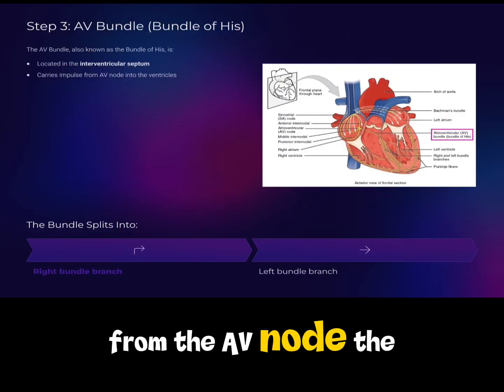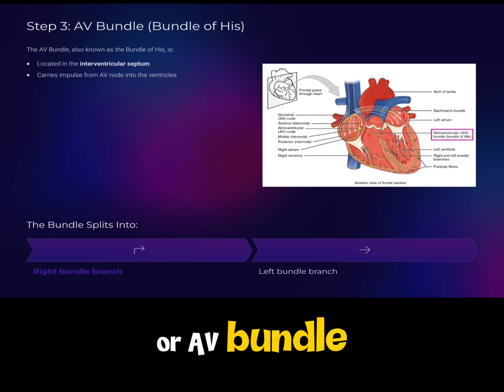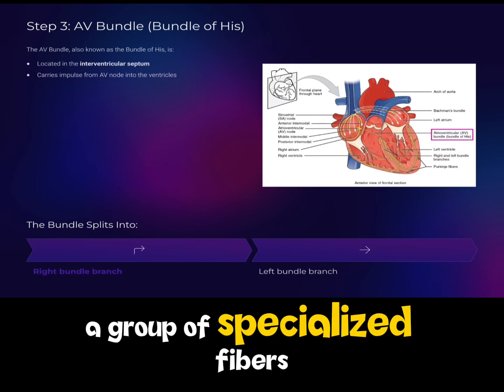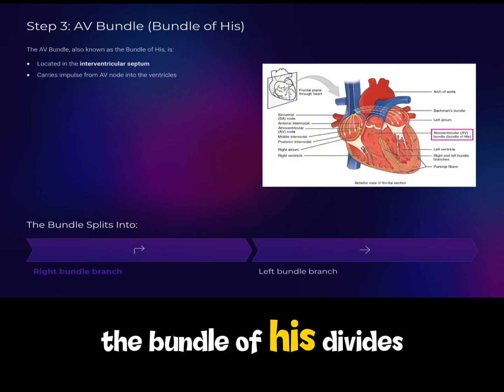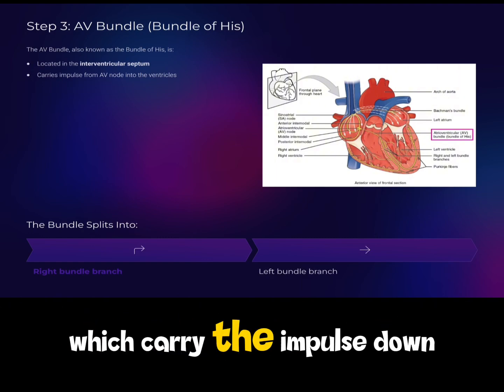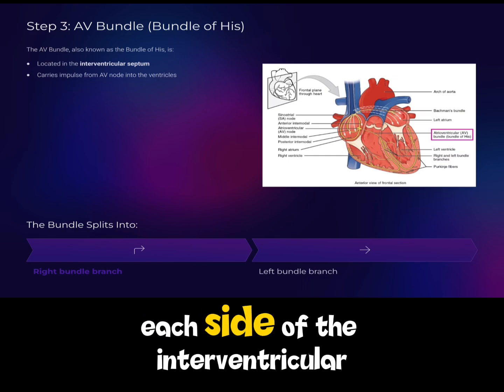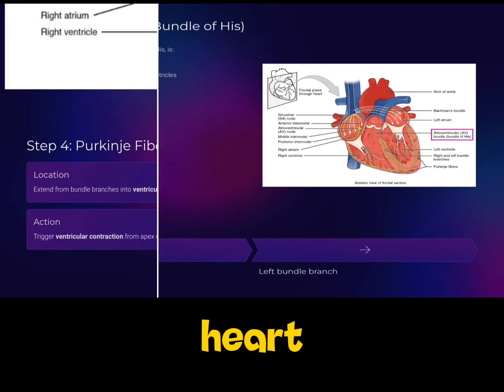From the AV node, the impulse travels down the bundle of His, or AV bundle, a group of specialized fibers in the interventricular septum. The bundle of His divides into right and left bundle branches, which carry the impulse down each side of the interventricular septum toward the apex of the heart.